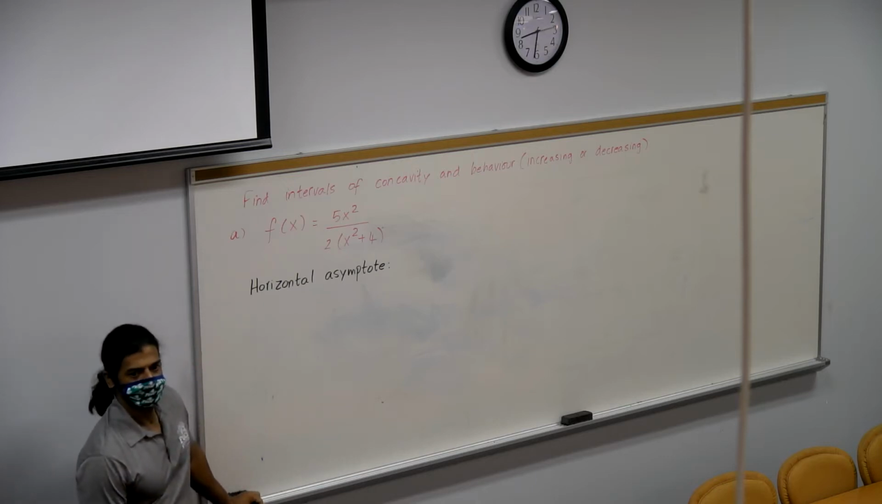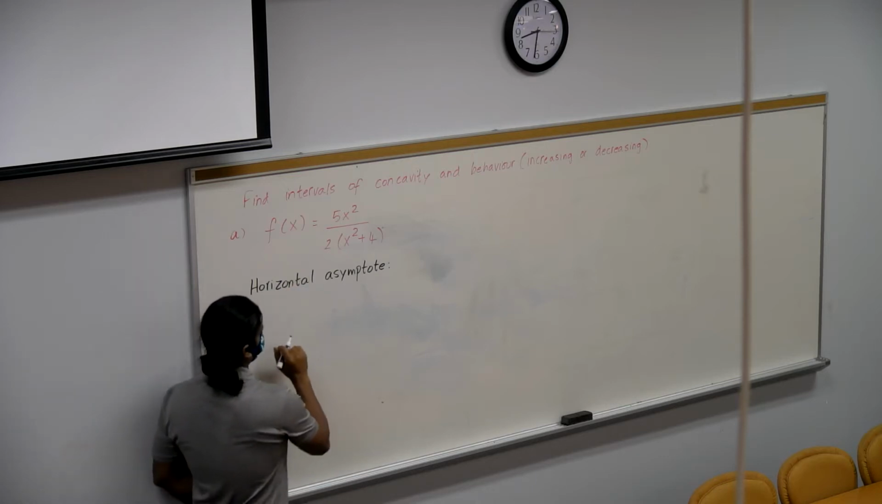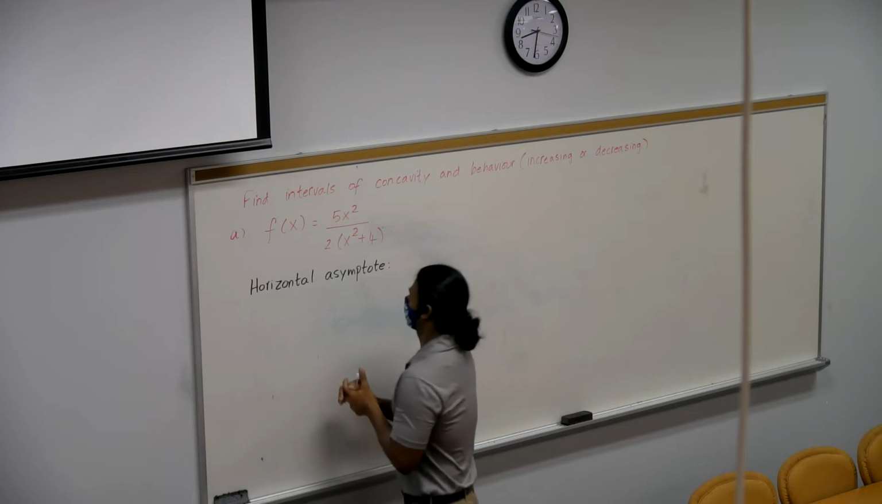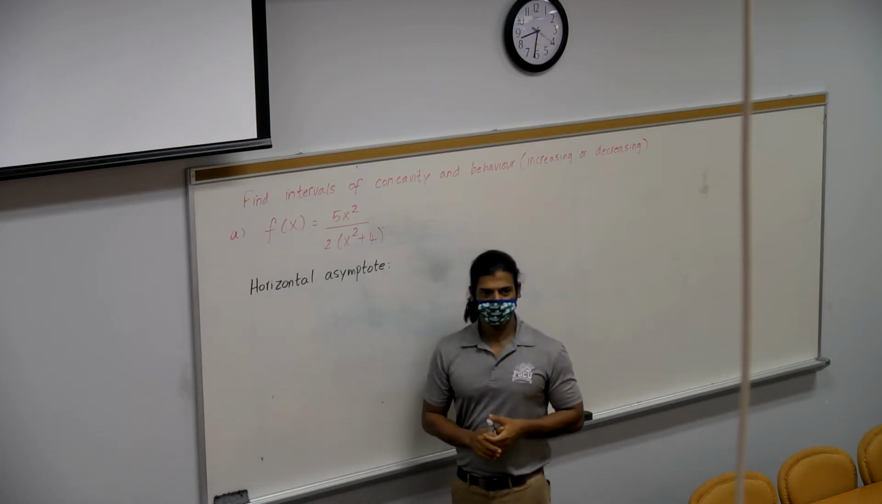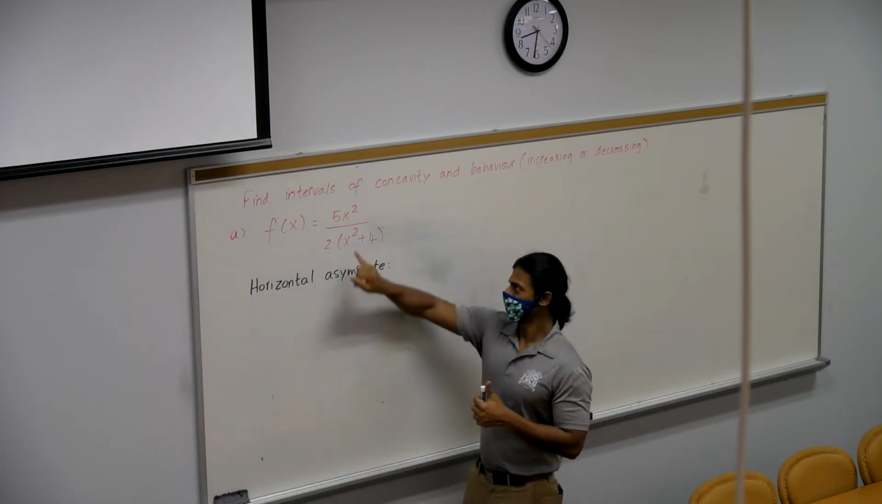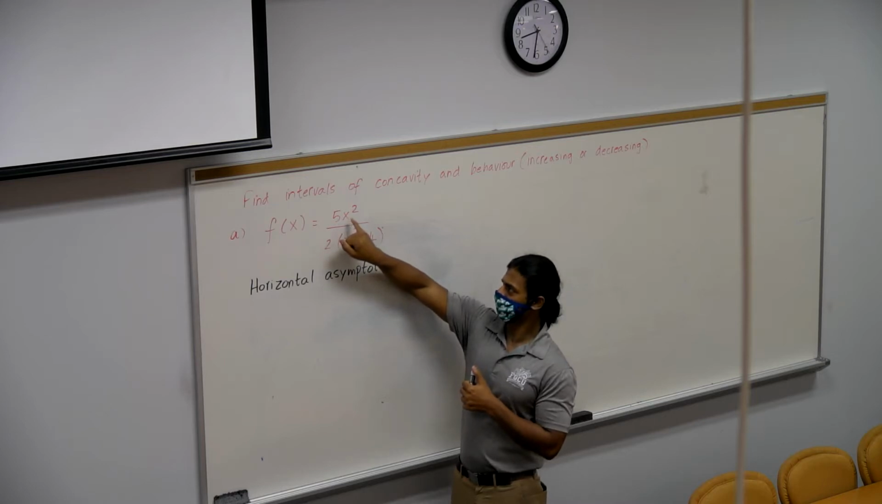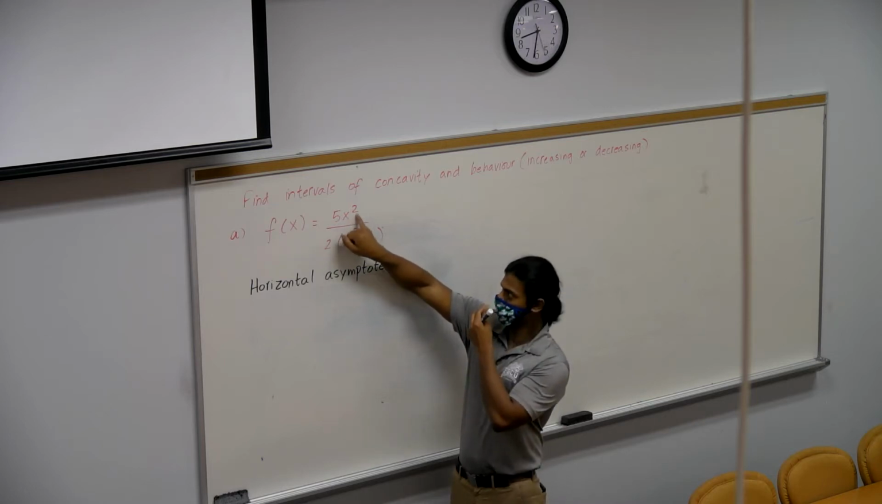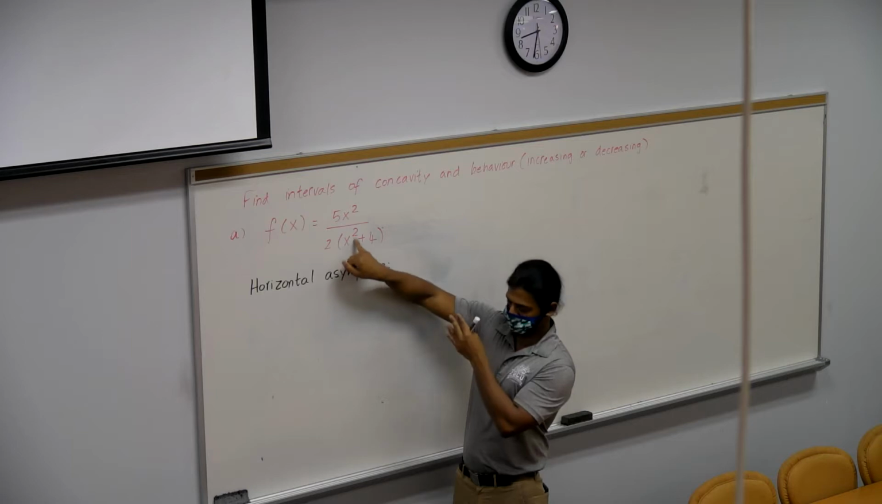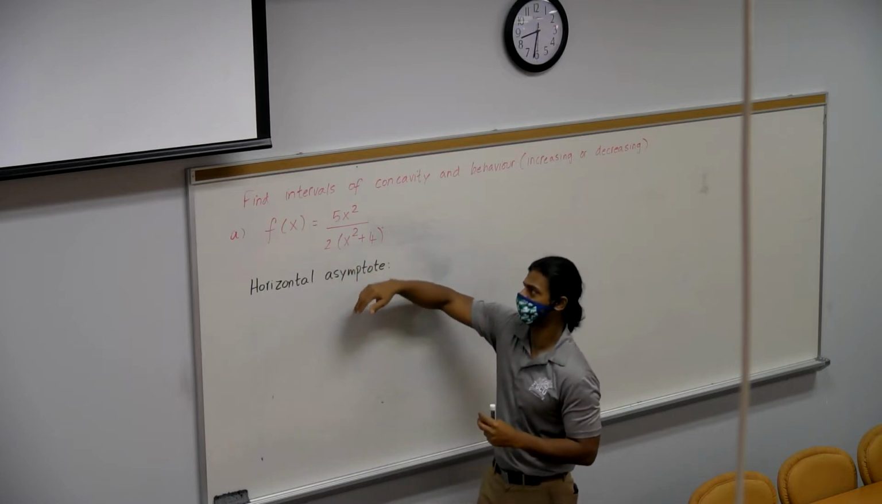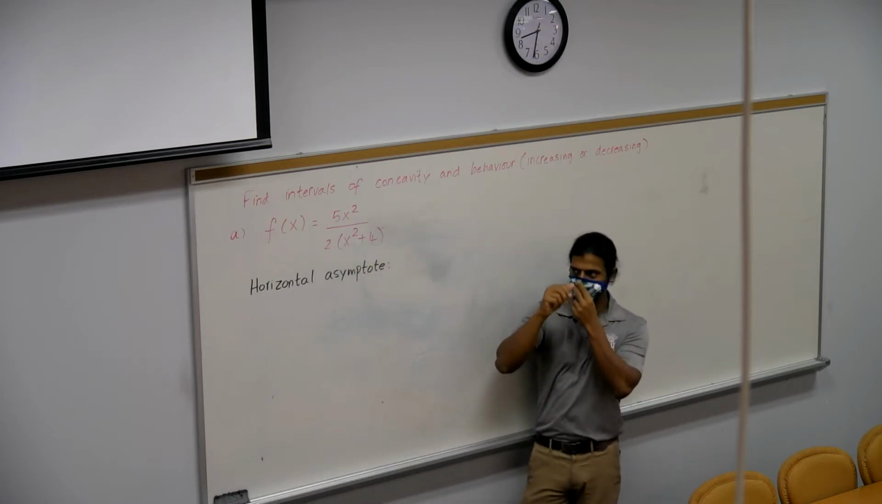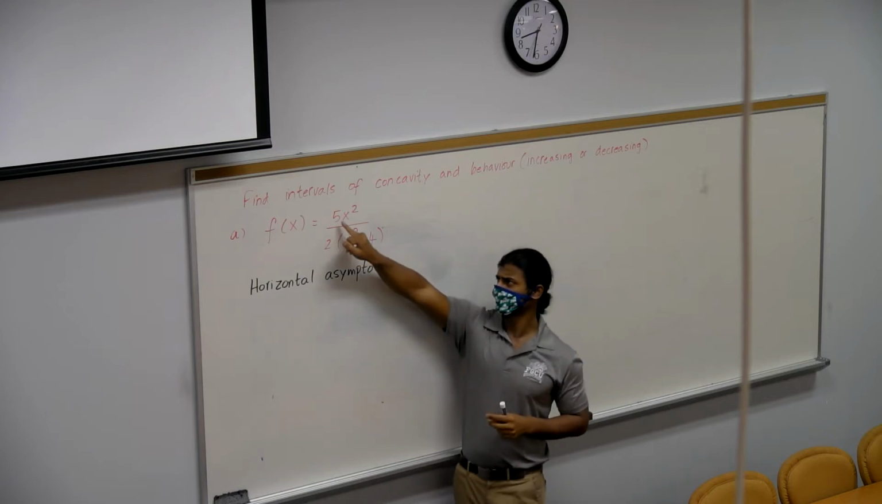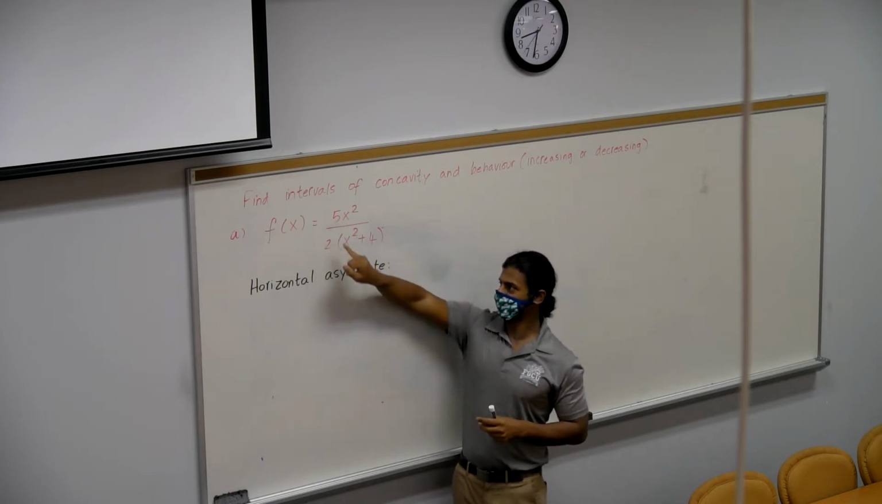So is it 5? Very good. It is 5 over 2. Care to enlighten Connor? It's because the degree of the exponents on the x variable are the same. So the exponent here, x squared, and the exponent there, x squared, they are equal to each other. And both of them are polynomial functions, so we simply divide the leading coefficient.